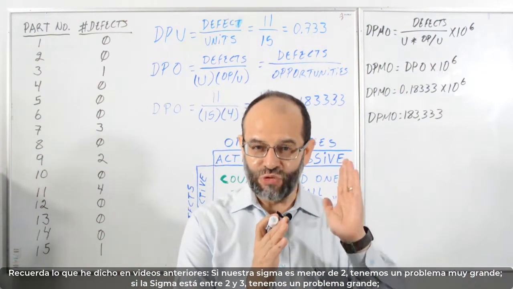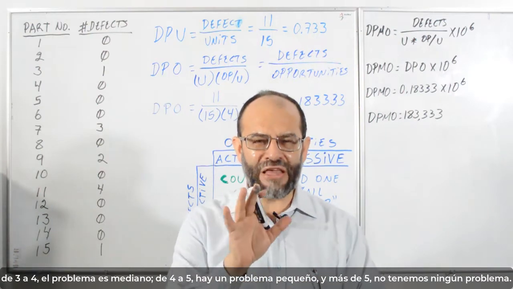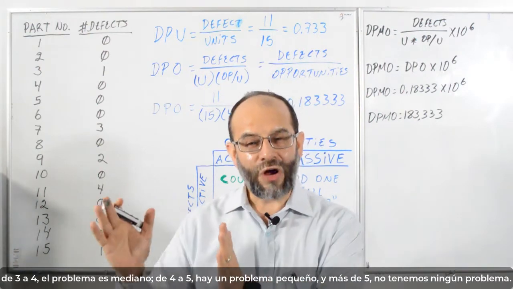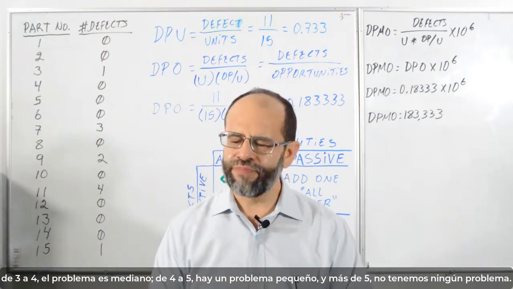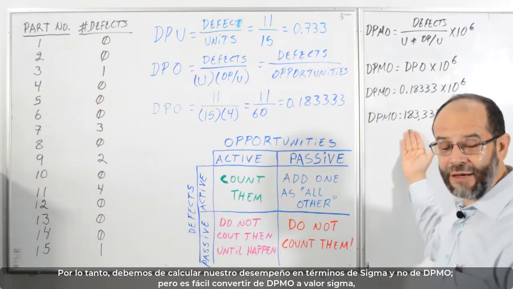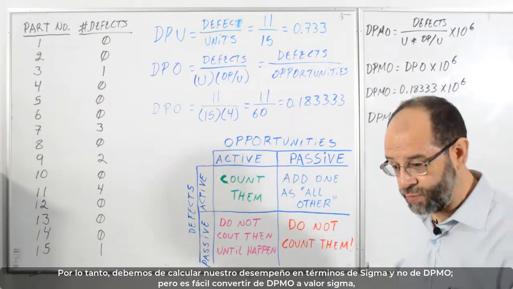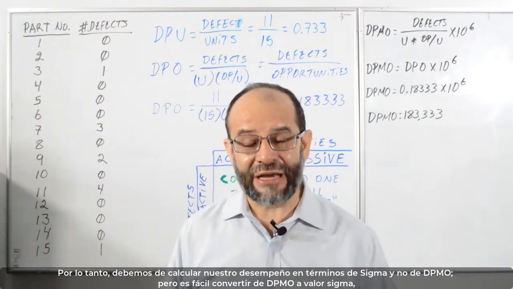If the sigma is between 2 and 3, we are having a big problem. 3 to 4, medium-sized problem. 4 to 5, a small problem. More than 5, we are not having a problem. Then we have to calculate our performance in terms of sigma, not in terms of DPMO. But it is easy to convert that into a sigma value.